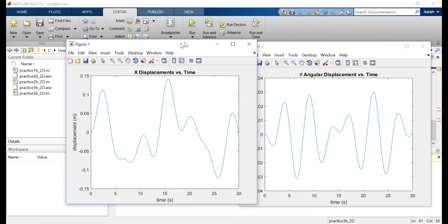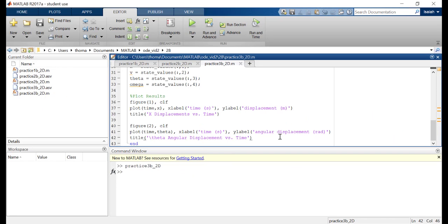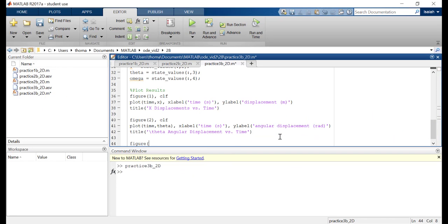Here are the results. And as you can see, these angular displacements, these thetas over time, don't get very large. And so our assumption about small angles is valid. We also see that the x displacements are pretty small too. So we can consider our simulation pretty accurate for the physical system that we are working with. Over here, I'm also going to plot the angular velocities.